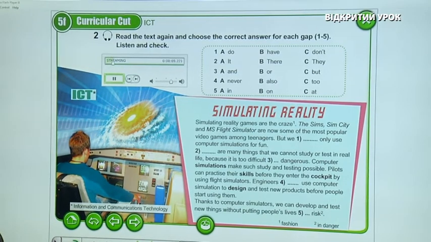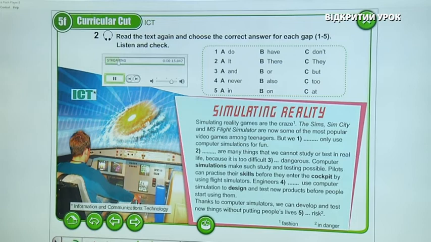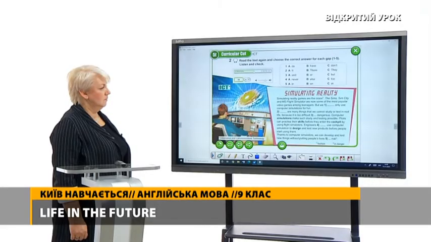Simulating reality. Simulating reality games are the craze. The Sims, SimCity, and MS Flight Simulator are now some of the most popular video games among teenagers. But we don't only use computer simulations for fun. There are many things that we cannot study or test in real life because it is too difficult or dangerous. Computer simulations make such study and testing possible.